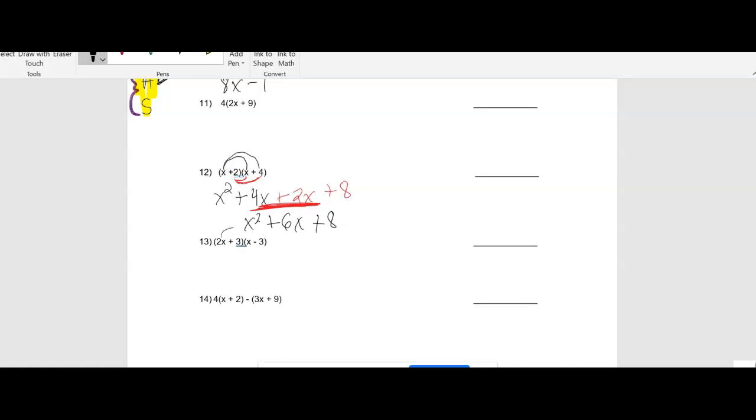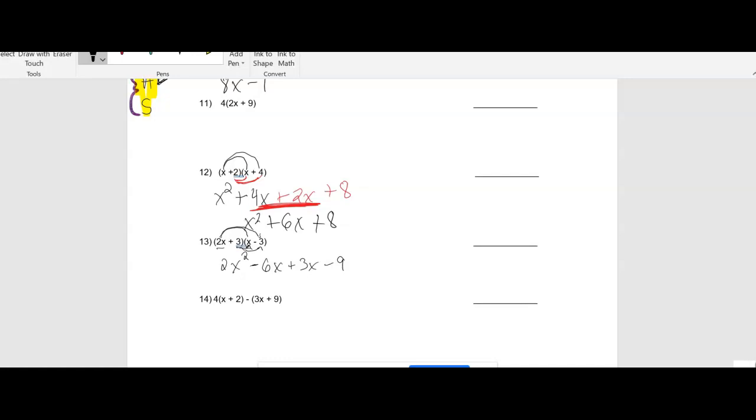And let's see what we did. Take your 2x, that's going to get distributed. So the 2x and the x should have given you a 2x squared. Then take your 2x times a -3, that should be a -6x. 3 times x gives us a 3x, and then you take your 3 times a negative 3 to get a negative 9.